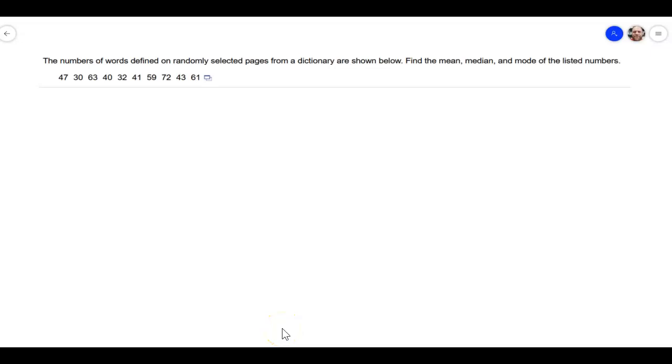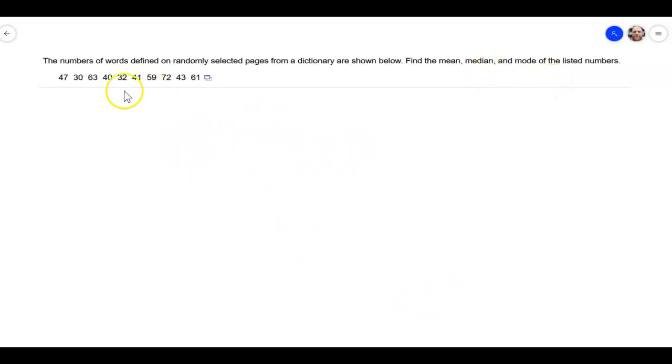Hey everybody, this is Mr. Beckstrom, and today I want to take a look at an example from section 6A. And it says the numbers of words defined on randomly selected pages from a dictionary are shown below. Find the mean, median, and mode of the listed numbers.